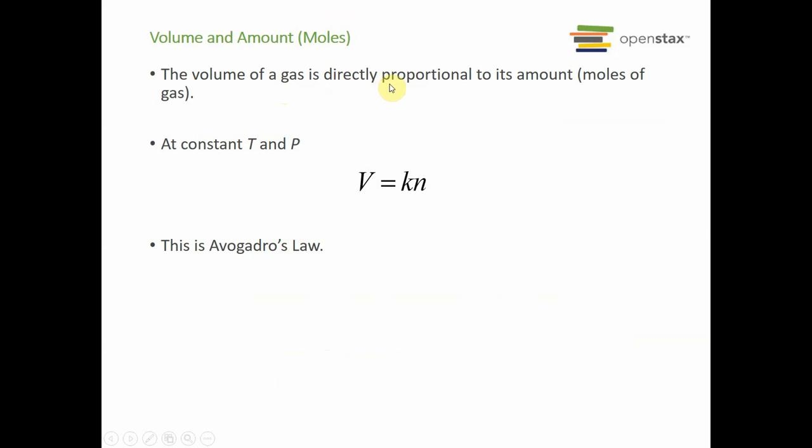The volume of a gas is directly proportional to its amount, that is moles, at constant temperature and pressure. So V is equal to k times n; again, this k is not the same k as the other ones. They're simply saying V is proportional to n, the number of moles. This is Avogadro's law, and this is what Avogadro was known for. He never knew the value of Avogadro's number.